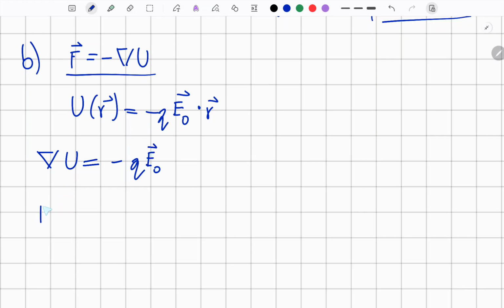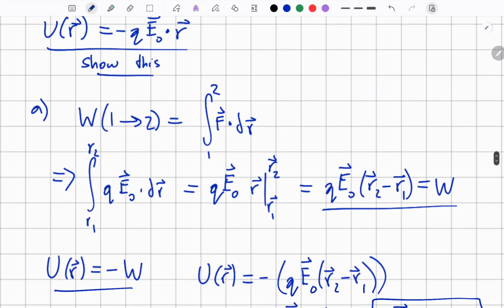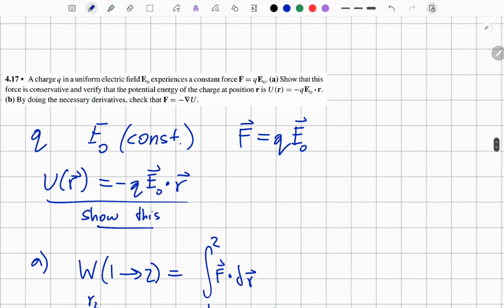And if we take the force as the negative of that gradient, you can quickly see that our negative is going to go away. We're going to end up with Q E naught as our force, which is exactly what they gave us to start with. And that completes the problem.